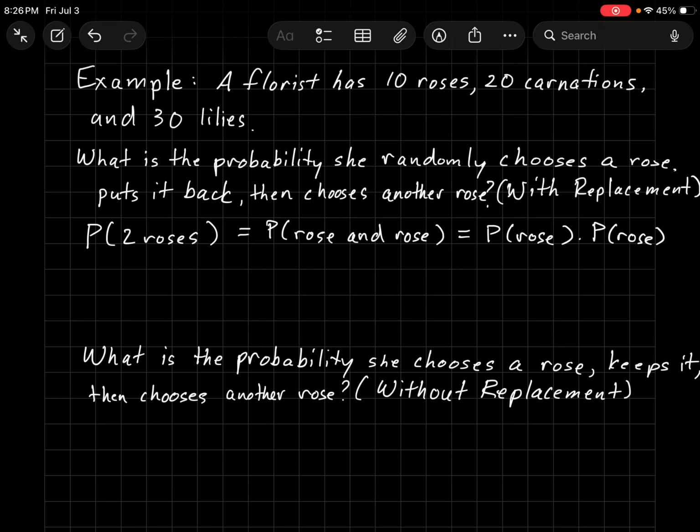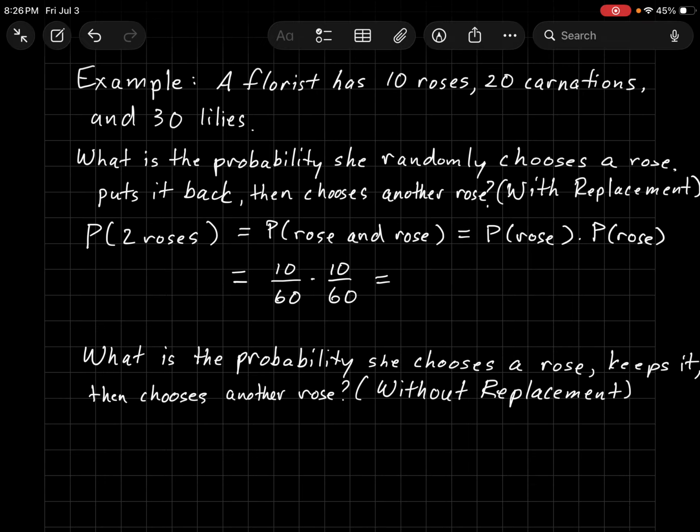So what is the probability that the first flower we choose is a rose? Well, it's simply we count how many roses we have. Well, I know it's 10. Out of how many total things, how many total flowers, there are 60. So that's the probability of choosing the first rose. Now, we have the rose and we put it back in. What is the probability that we choose a rose again? We're choosing 2 roses, just one after the other. Well, there's still 10 roses and still 60 flowers. So we get the same probability both times.